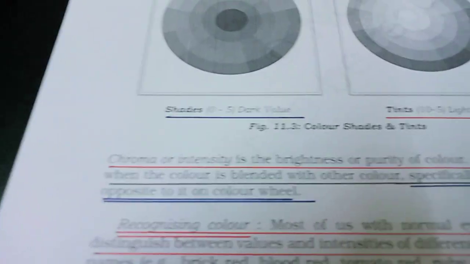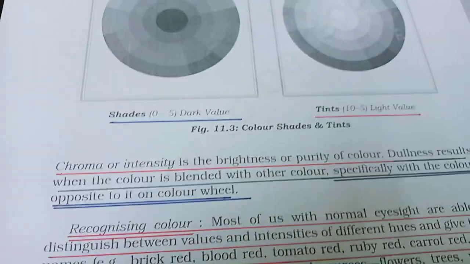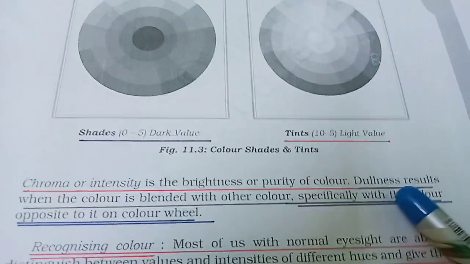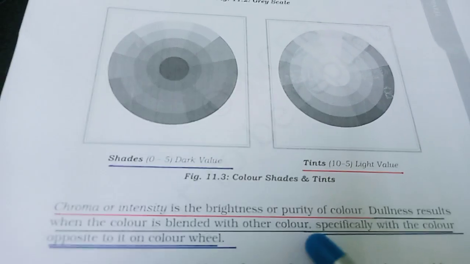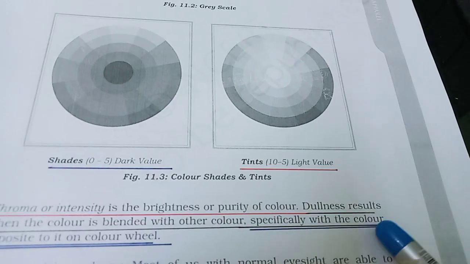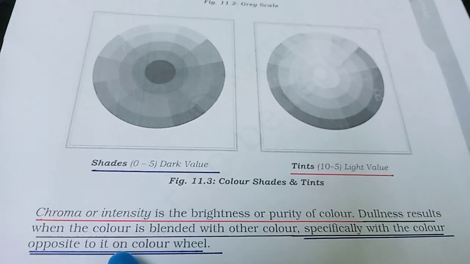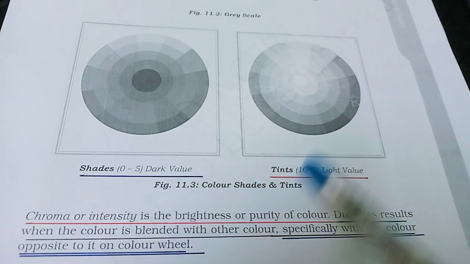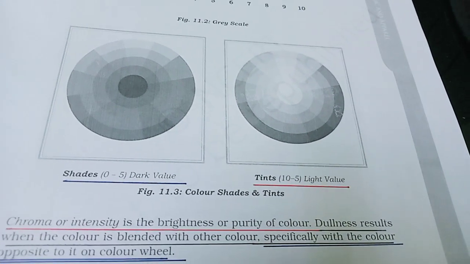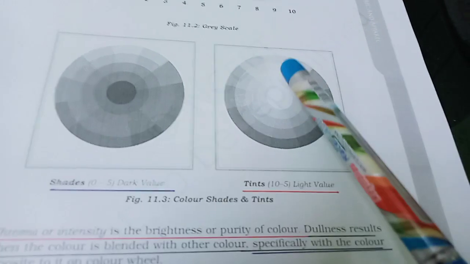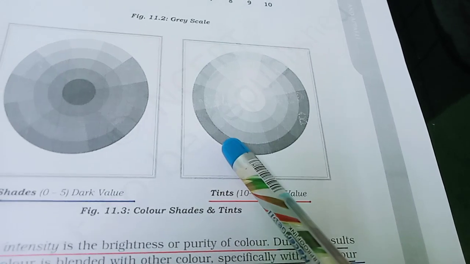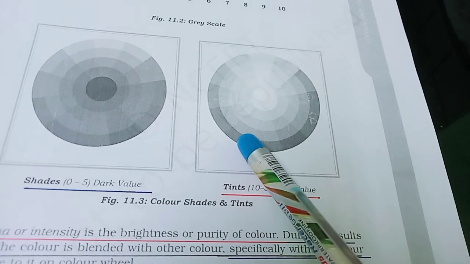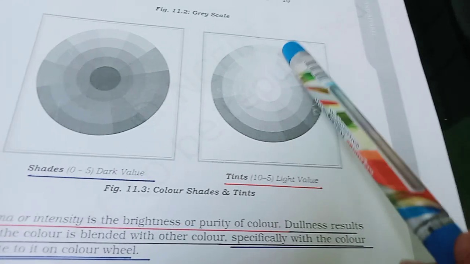So this chroma or intensity is the brightness or purity of the color. Now the dullness results when color is blended with other color, specifically with the color which is opposite on the color wheel. So what will happen? Dullness will come if two colors which are having opposite values on this color wheel are mixed. So this should be avoided: mixing the opposite colors on the color wheel.